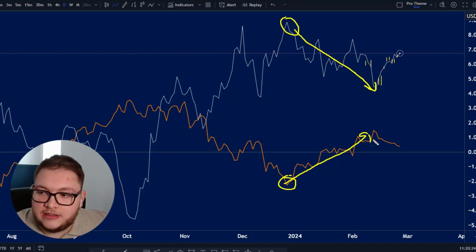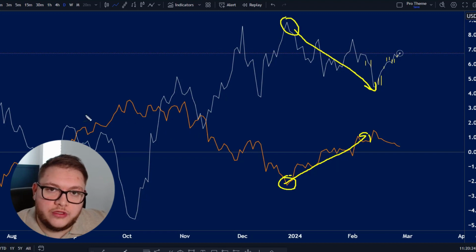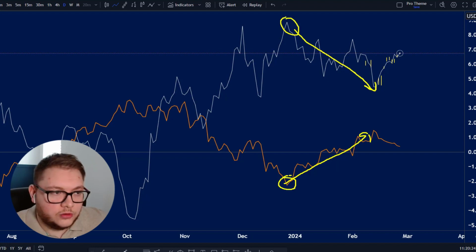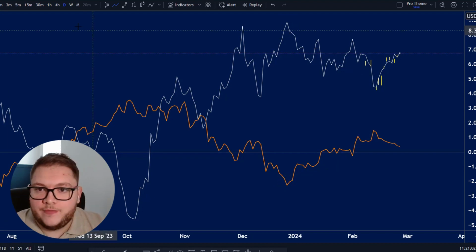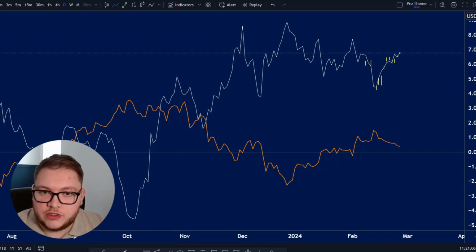So if we do see dollar strength coming into the markets, then we can look to short the gold price. If we start to see the dollar weaken, we can look to go long on gold, and that's how you can use that price action there. You can use it on a lower time frame as well.